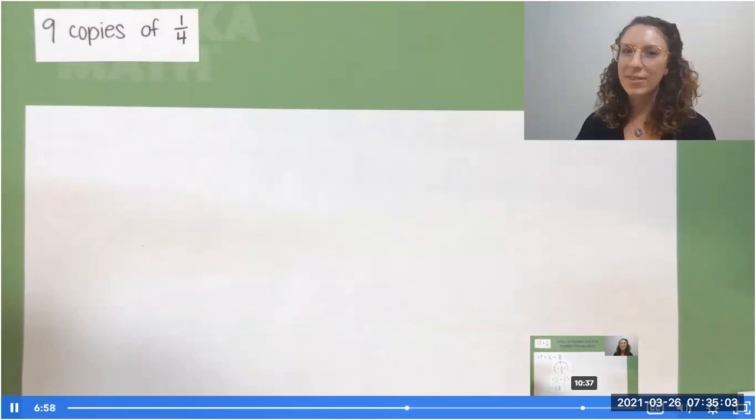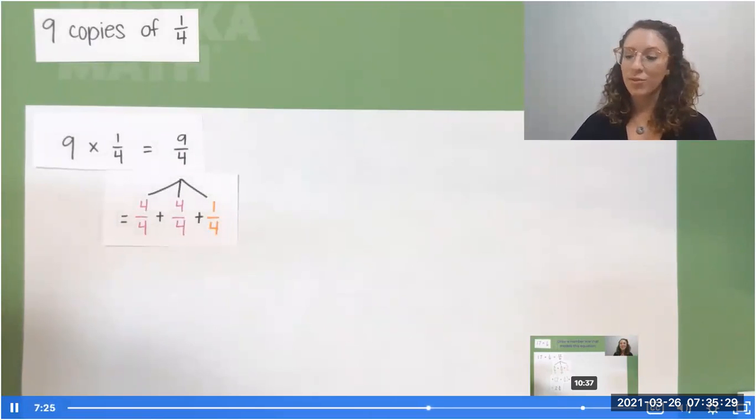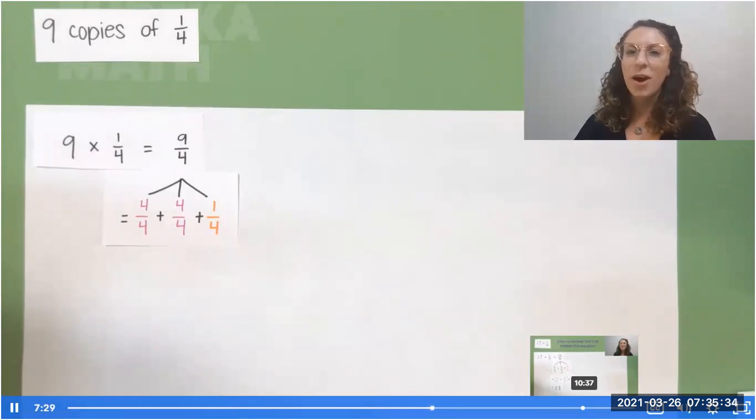This next one is a little different. What if we have 9 copies of 1/4? What does that mean? Maybe you're thinking of it as 9 times 1/4 or as 9 fourths. How many fourths make 1? 4. And how many groups of 4 fourths are in 9 fourths? 2 groups of 4 fourths make 8 fourths, then there is 1/4 remaining. So our product will be a mixed number.